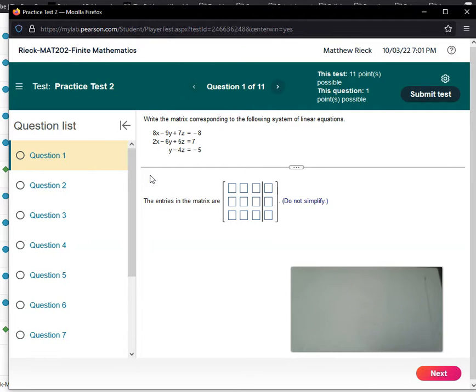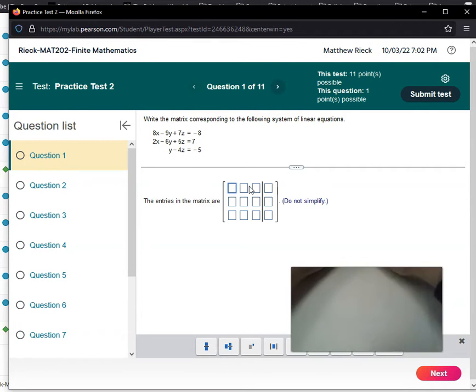All right, so the first one here is just writing out the matrix corresponding to a system of linear equations. Here we have a system of equations, and we're asked to write the matrix that corresponds to that.